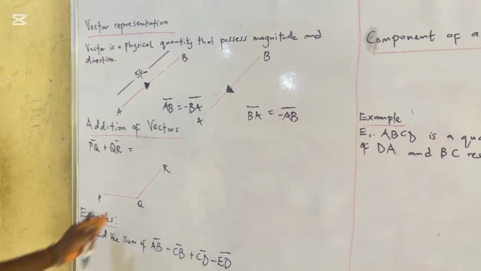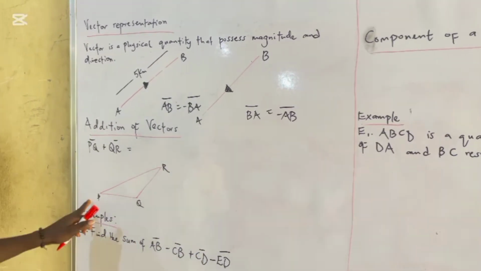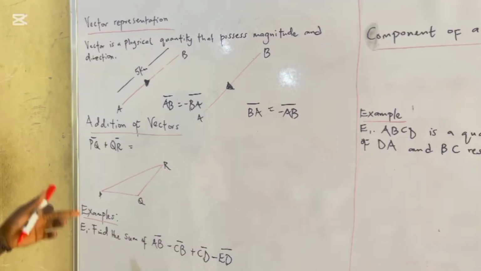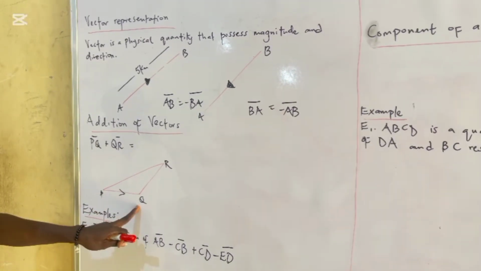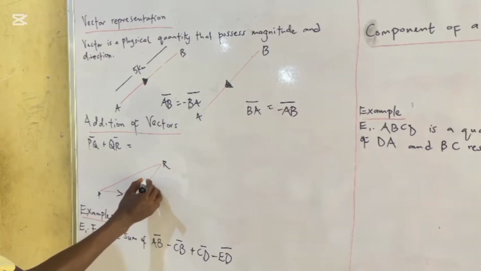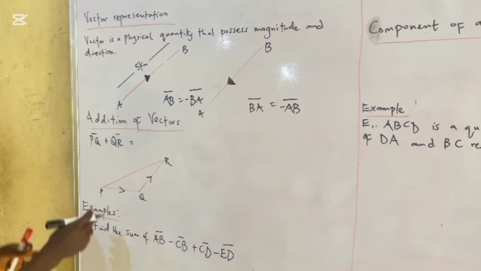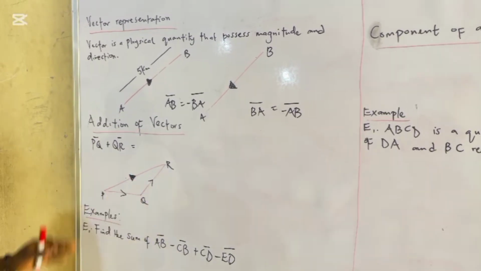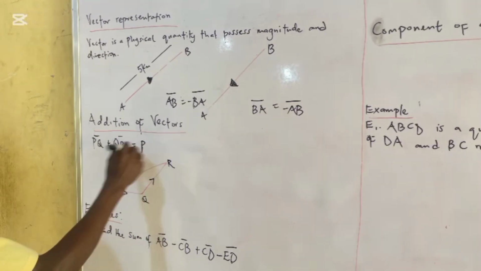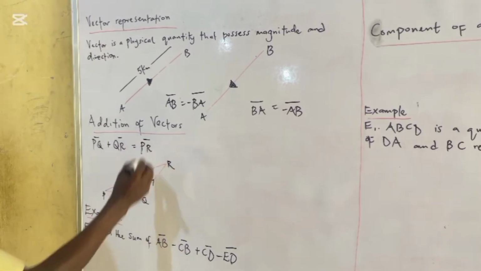Now, the resultant will be what? From here to here, right? And that is vector PR. Now, let's add the direction to it. We say vector PQ because it's moving from here to here, and we say vector QR because it's moving from here to here, right? So now, the resultant will be PR. We have this arrowhead here as the resultant. So our vector PQ plus QR will give us vector PR.